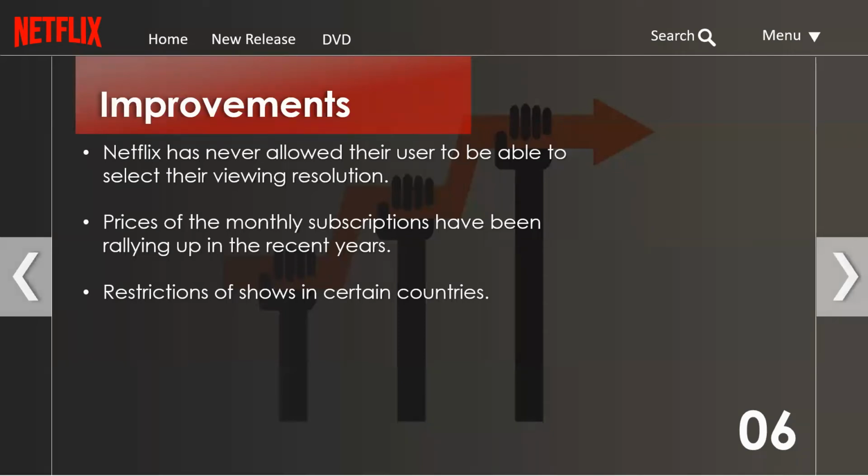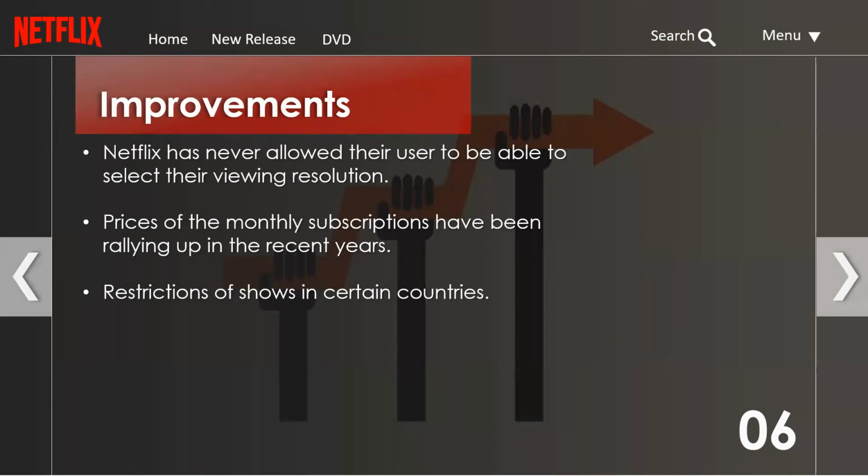Improvements. Netflix has never allowed their users to select their viewing resolution. If Netflix were to improve on that by letting users pick their own resolutions, this could have an impact and users may have a better viewing experience.